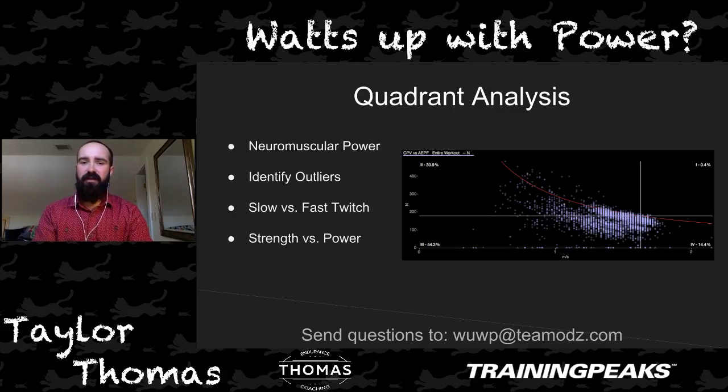So as we start to wade through the quadrant analysis chart and we start to understand what that tells us about our power production, we can begin to paint a picture of what's going on from a muscular perspective and how our body moves towards switching from slow twitch to type 2 fast twitch muscle.